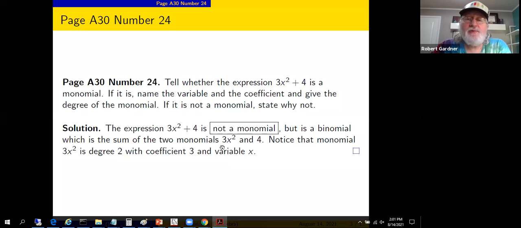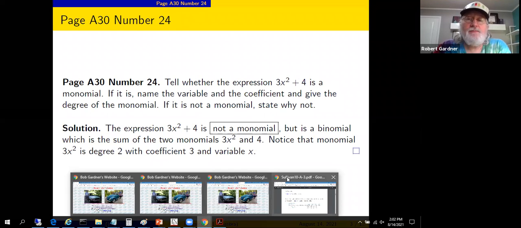Looking at monomials, we've answered their question, but let's get a little more mileage out of this. The monomial 3x squared, that's degree 2, the power of x, the coefficient is 3, and the variable is x itself. Here, the coefficient is 4, the degree is 0, 4x to the 0, you'd interpret it as, and again, we could think of x as the variable.